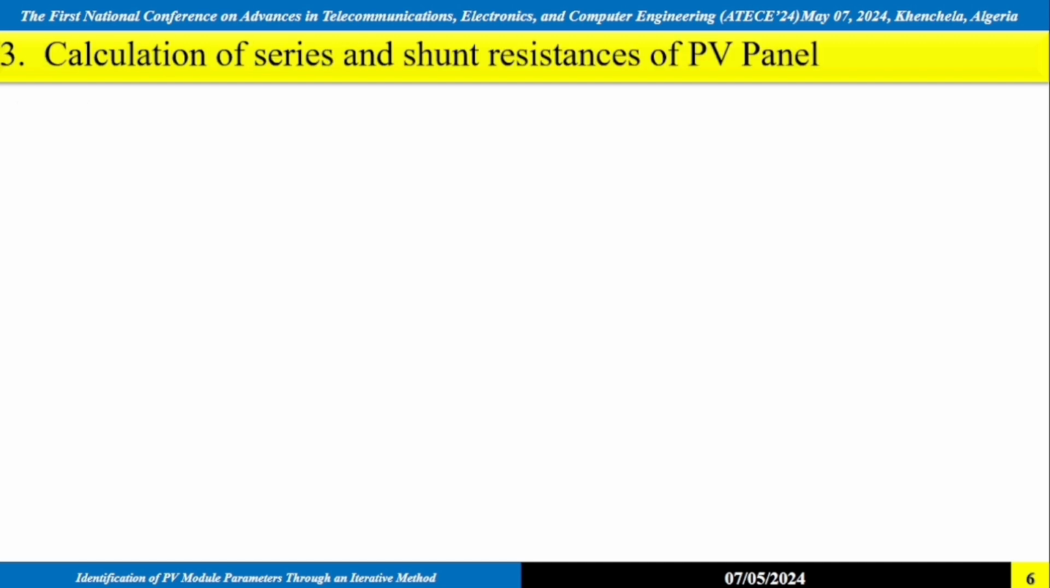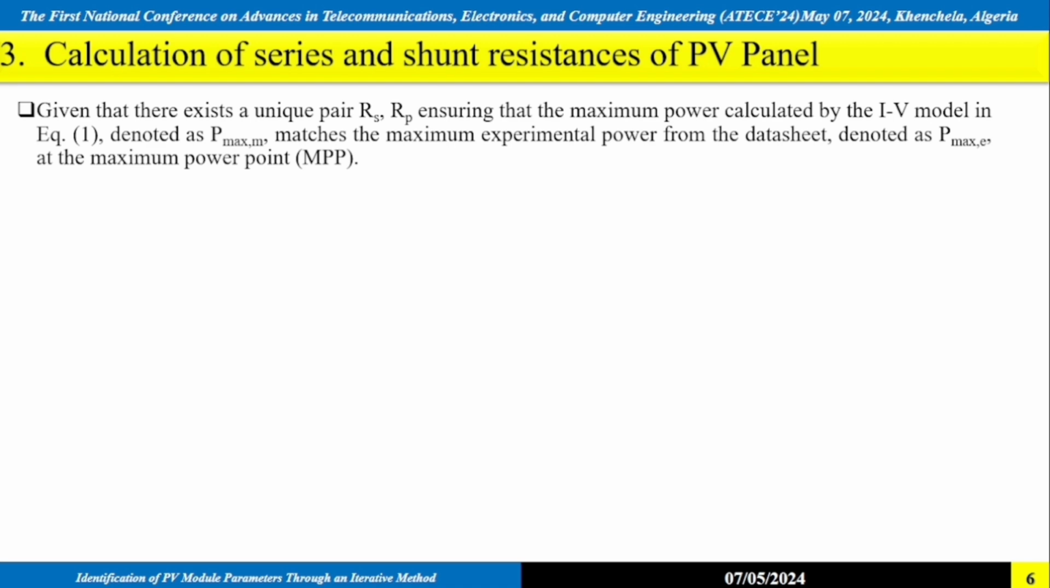Moving on to the calculation of the two unknowns RS and RP of the PV panels. So the idea is based on the fact that there is a unique pair RS and RP, ensuring that the maximum power calculated by the IV model in the previous equation 1, denoted Pmax model, matches the maximum experimental power from the datasheet, denoted by Pmax experimental.